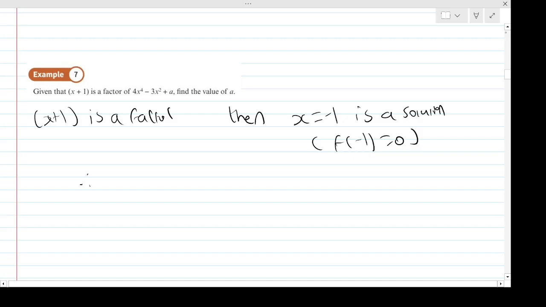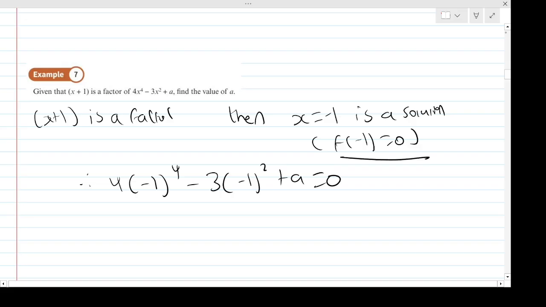Therefore, 4x to the 4 would be 4 lots of minus 1 to the 4, minus 3 lots of minus 1 squared, plus a. And that's equal to 0, right? Because that would be a root of the solution. And so there we are. We can work out the bracket: 4 lots of minus 1 to the 4 minus 3 of minus 1 squared gets me 1. So that'd be 1 plus a equals 0. Therefore, a is simply minus 1.